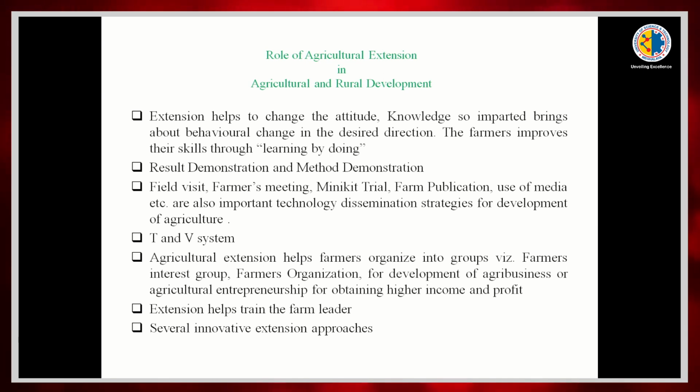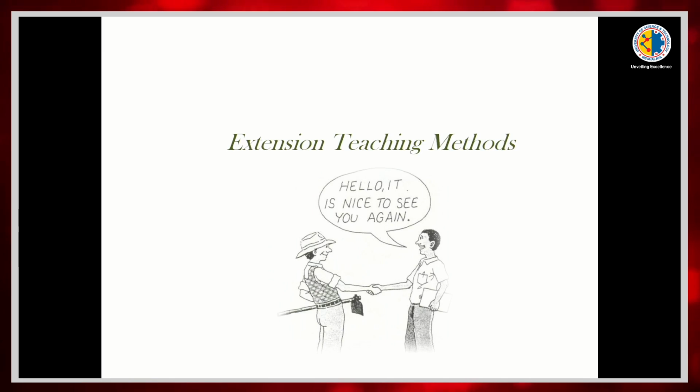We can go for mushroom training, we can go for apiculture training, we can go for pearl cultivation training, we can go for farmyard manure training, we can go for any sort of organic manure training. So, there are plenty of scopes to train the farmers in different sectors or segments. Then several innovative extension approaches are there for the betterment of the farming communities.